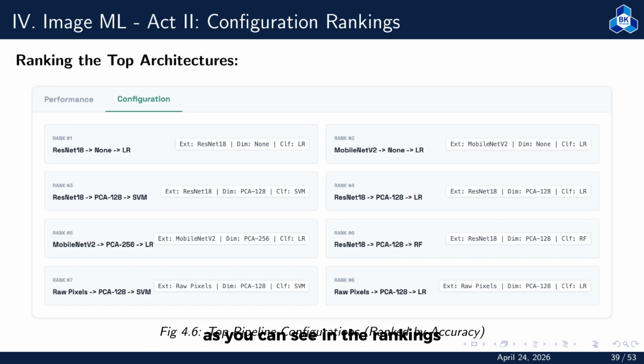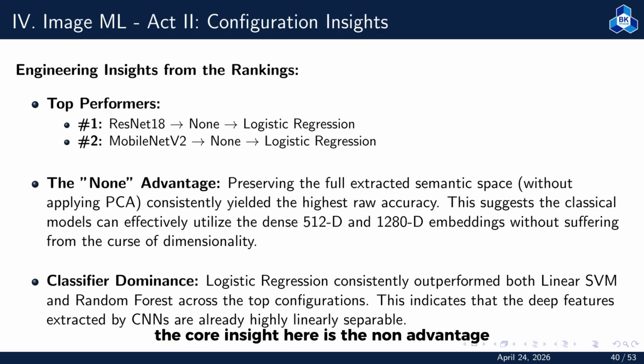As you can see in the rankings, the no-PCA strategy, meaning using the full feature space, consistently took the top spots. ResNet 18 paired with logistic regression emerged as our top-ranked classical pipeline. The core insight here is the no-PCA advantage. Preserving the full semantic space yielded the highest accuracy, proving that modern classical models can handle 512 dimensions without a problem. Furthermore, the continued dominance of logistic regression over random forest suggests that our extracted feature space is essentially linearly separable.